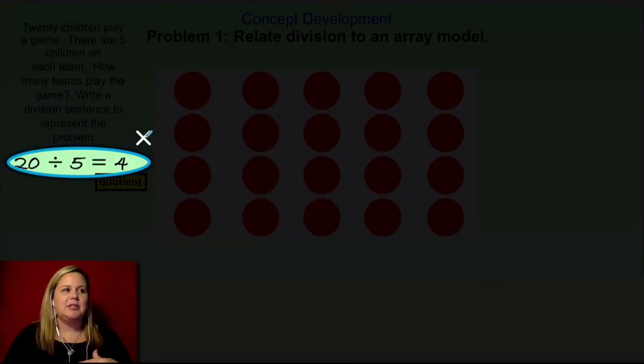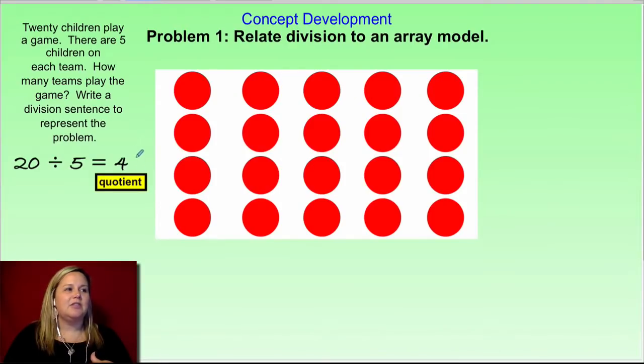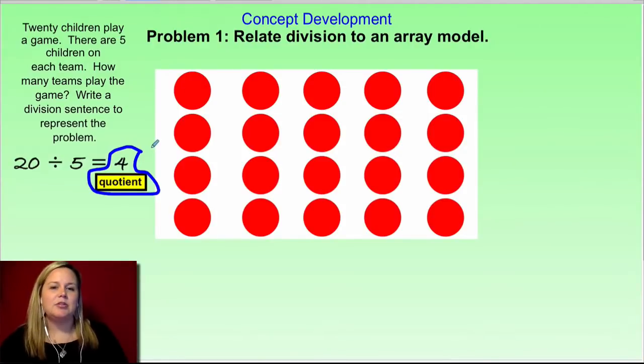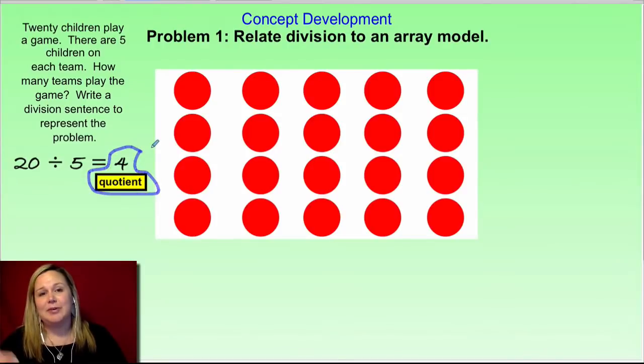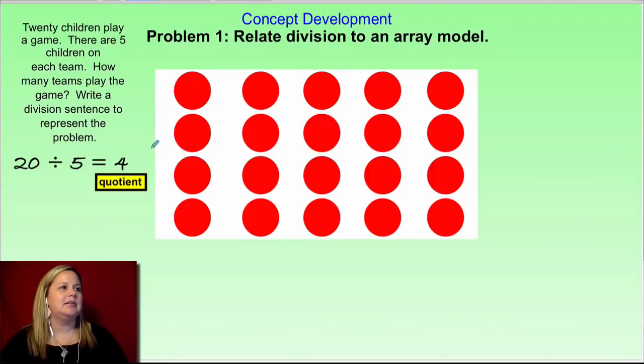That's the same thing that we talked about. But I want you to notice that this 4 right here is called the quotient. So when you're solving a division problem, the answer is going to be the quotient. Remember when we talked about when you're solving a multiplication problem, the answer would be the product when you multiply 2 numbers. So when you're dividing, the answer is going to be the quotient. Just keep that tucked in the back of your mind.